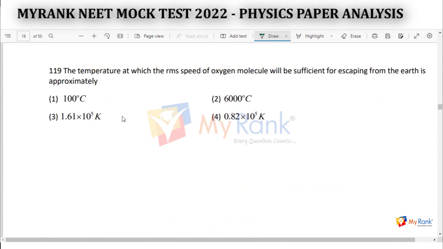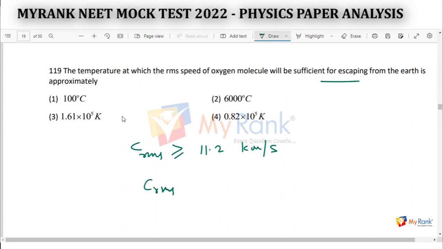Next, the temperature at which the RMS speed of oxygen molecule will be sufficient for escaping from the Earth, approximately. So it is asking to find the temperature. What will we do for this? Here I can say CRMS, RMS speed, in order to escape, must be greater than or equal to 11.2 kilometers per second, students. So it must be greater than or equal to 11.2, the escape velocity on that surface.